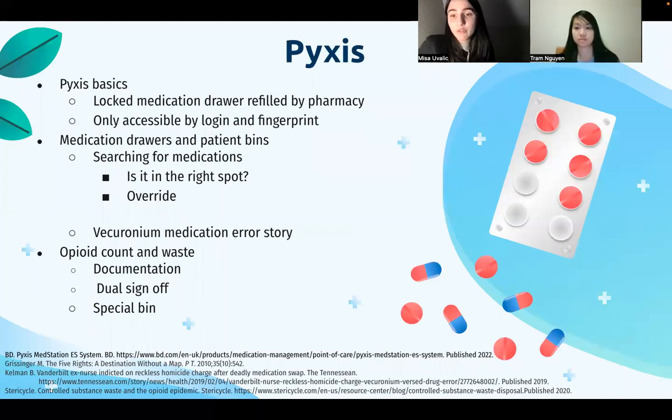It's important that you check if the right drug is in the right slot. And if it's not, put it back and call the pharmacy to fix it. It is especially important in instances when you have opioids to make sure that the right amount is in there. The Pyxis will ask you how many vials were in the slot before and then how many are left after you have taken one out.